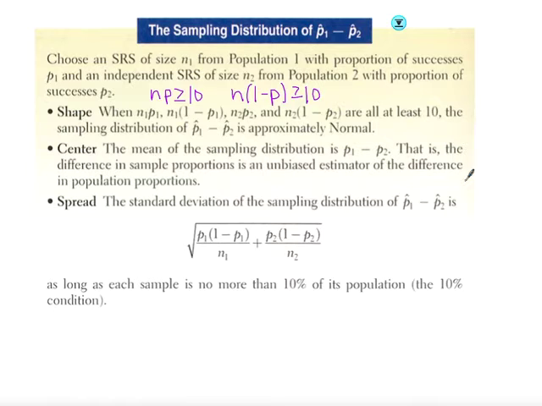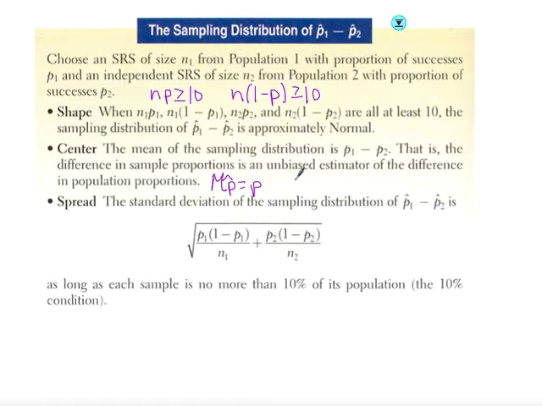The center, the mean of the sampling distribution, is P1 minus P2. That is, the difference in the sample proportions is an unbiased estimator of the difference in the population proportions. So when we talked about center in Chapter 7, the mean of P hat gave us what P was equal to.